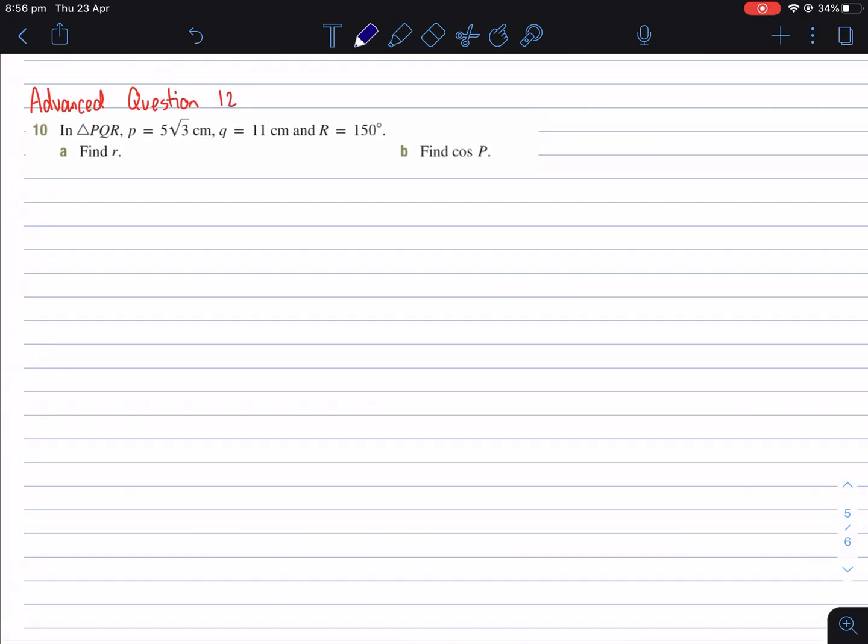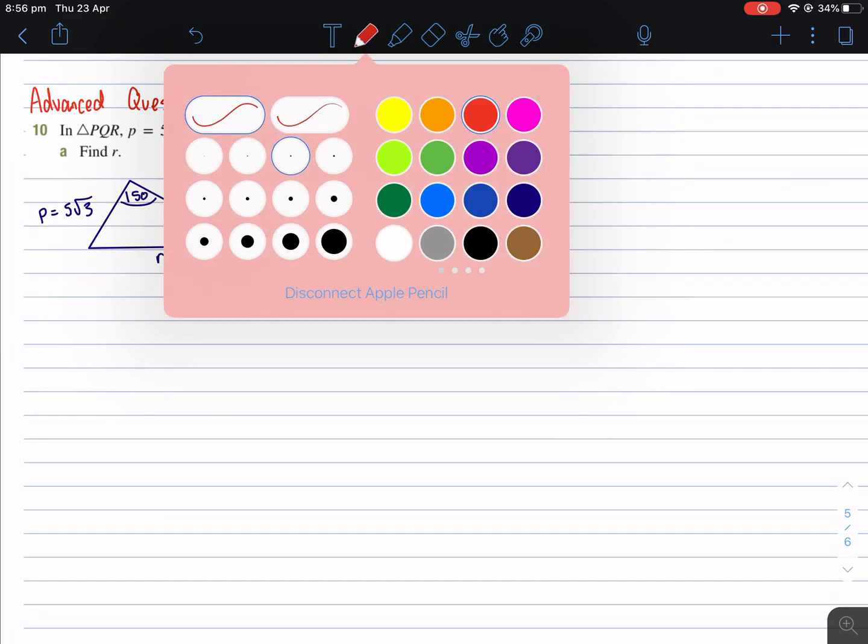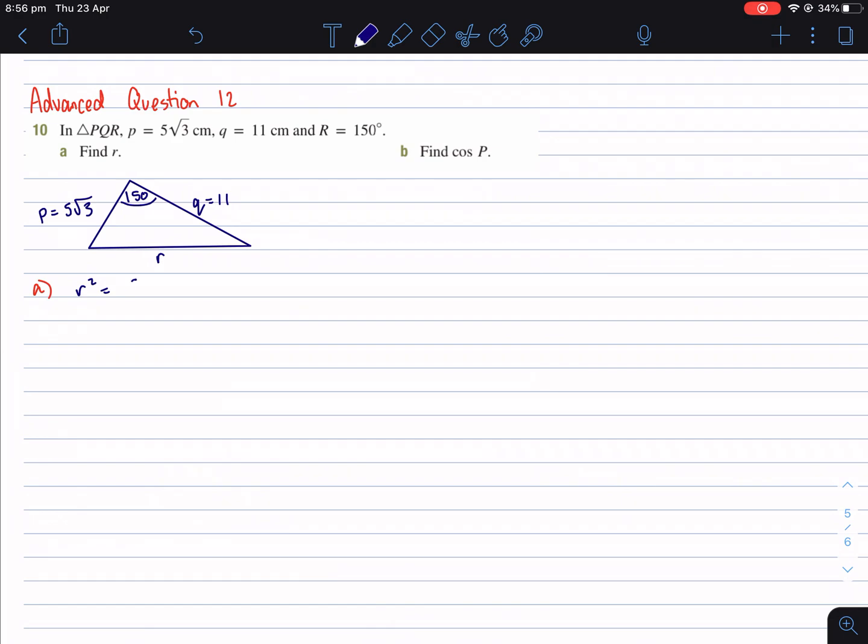Final question. Once again, we don't know the triangle, so let's draw one. Okay, I'm going to make this 5 root 3, so that's little p. I'm going to make this 11, so that's q. The angle big R, like if that's p and q, this one must be little r, which means big R is here. So let's find little r. R squared equals, we've got 5 root 3 squared, we want to square all of that, plus 11 squared, take 2 times 5 root 3 times 11 times cos 150.